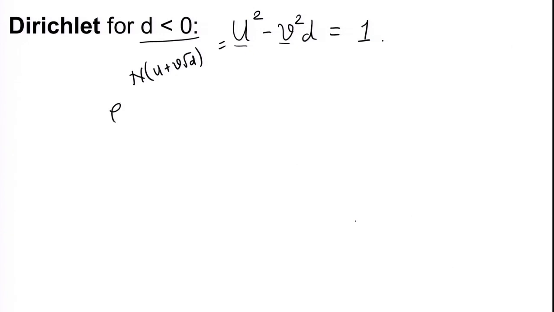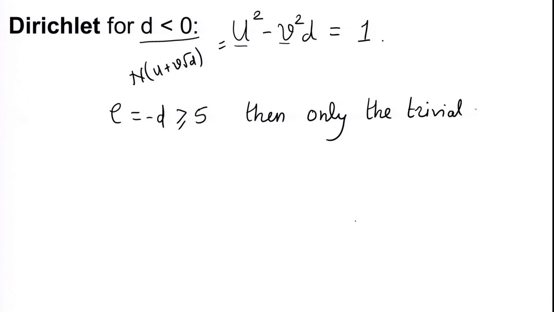We observed that if E, which is negative d, is bigger than or equal to 5, then there are only the trivial solutions. Trivial solutions are plus and minus 1, which are units in Z, and they are the units in O_K also always, and in these cases E equal to minus d bigger or equal to 5, these are the only solutions. E equal to 4 will not happen.